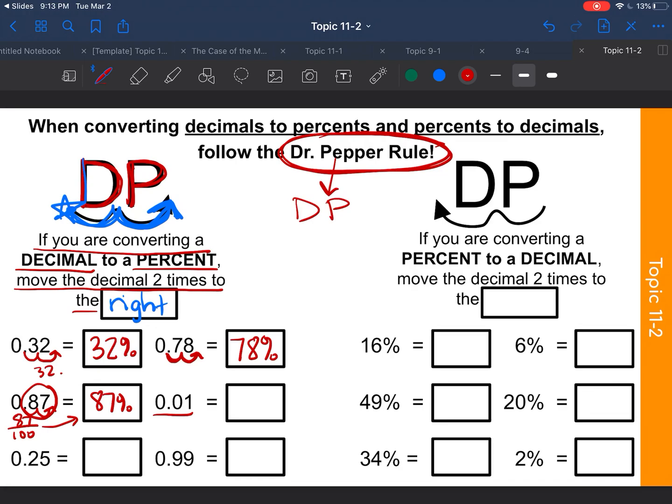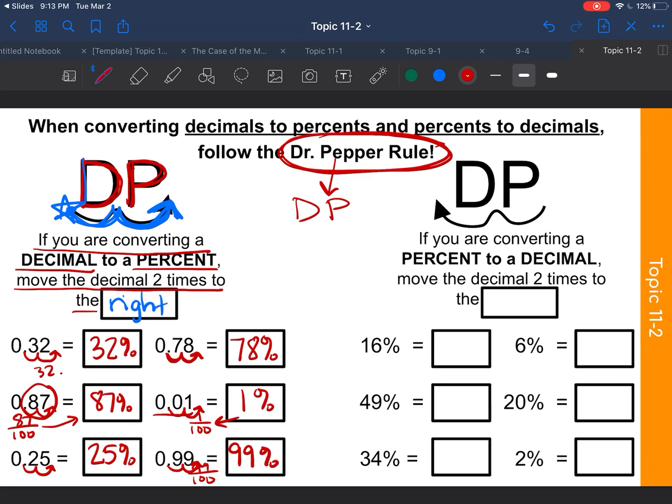We call this number 1/100th. Okay, we write that as 1/100th. We can also shift it over twice to get 1%, which is equivalent to that as well, 1/100. Okay, the next one, move it twice to the right, 25%. 25 hundredths is 25%. And the last one, 99 hundredths, again, we can write that as a fraction, 99 hundredths, which is the same thing as saying 99%.